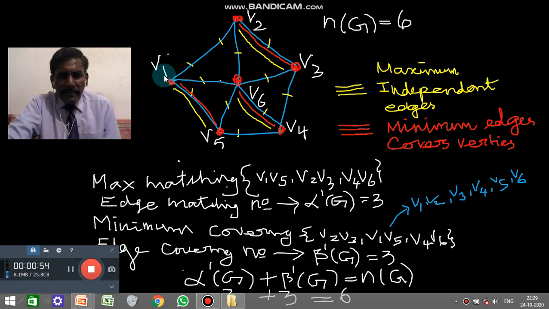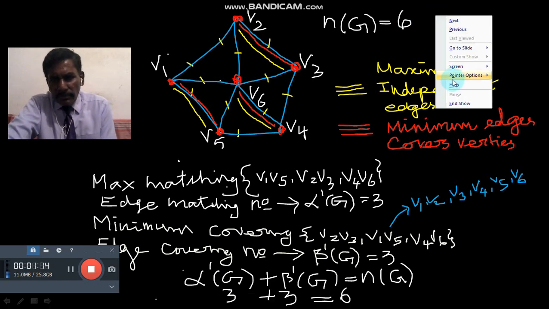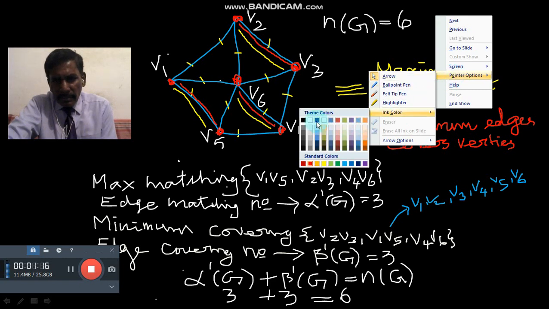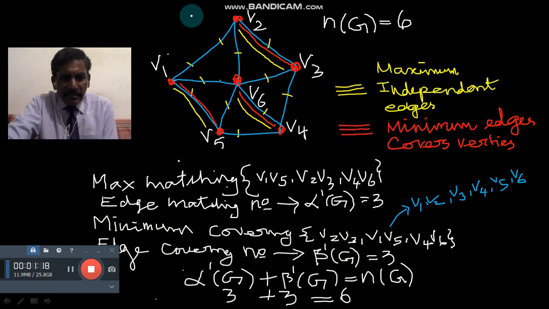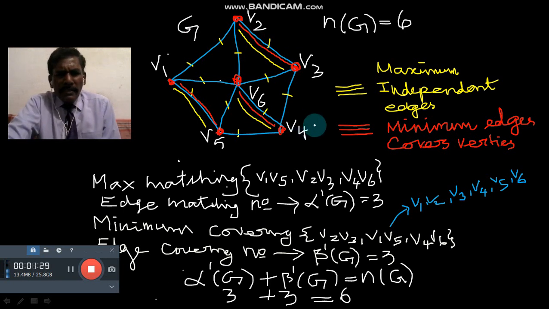There are vertices v1, v2, v3, v4, v5 and v6, and these vertices are joined by edges. So there is no doubt this is a graph. I have not written that it is a graph, but it is a graph given to us, because it consists of a set of vertices and a set of edges. So let me take my topic now. Now look at this.